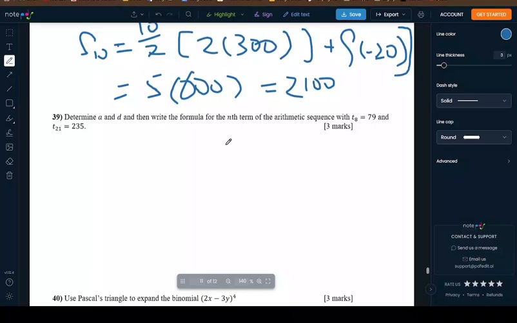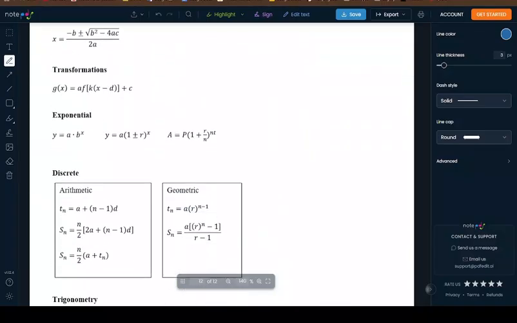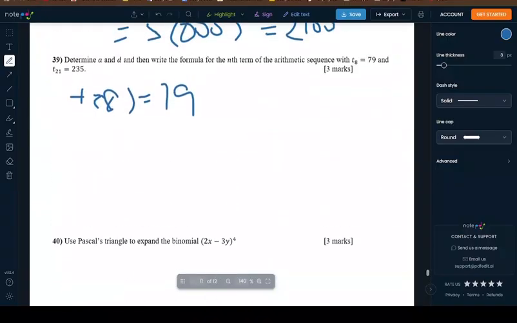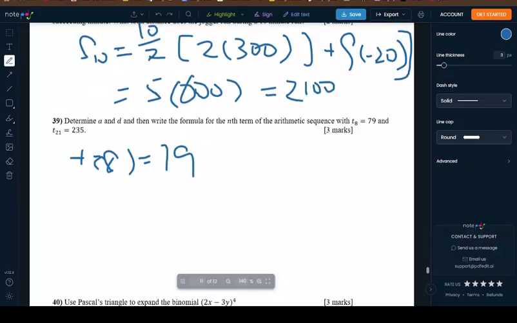T8, T7. If T8 is equal to 79, we can expand the formula for this. So you actually have to expand the formula. Use this formula here, but I'm not going to do it because I already know the answer. So the answer is a equals 7, d equals 12, and Tn is equal to 12n minus 5.